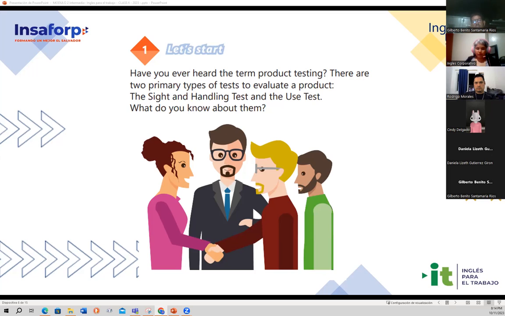I think that it's important to do a survey and analyze the result. Okay, very good. That will be like insight, right, information that you will receive from the public in this case, that is part of how to handle the product before launching the product to the market, right? Yes. Okay. And the use test, which one do you think that is?